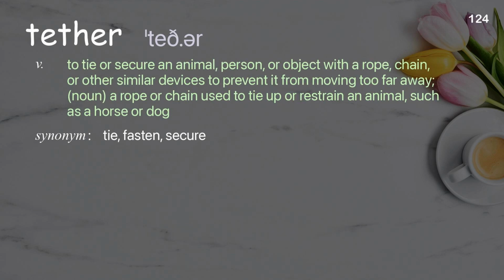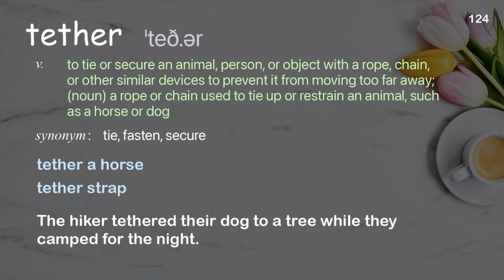Tether. To tie or secure an animal, person, or object with a rope, chain, or other similar devices to prevent it from moving too far away. Noun, a rope or chain used to tie up or restrain an animal, such as a horse or dog. Examples: tether a horse, tether strap. The hiker tethered their dog to a tree while they camped for the night.